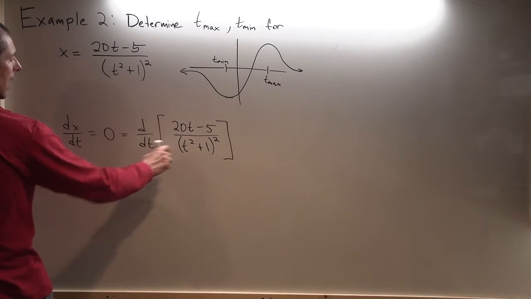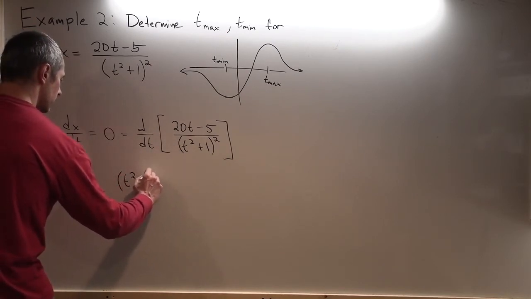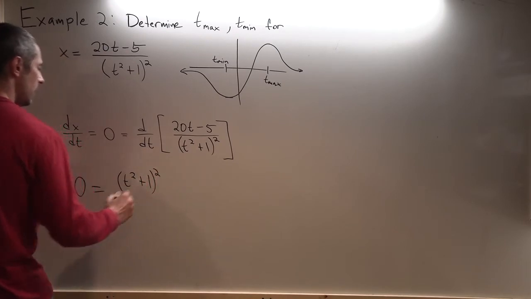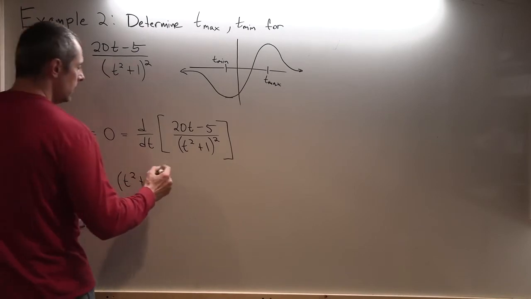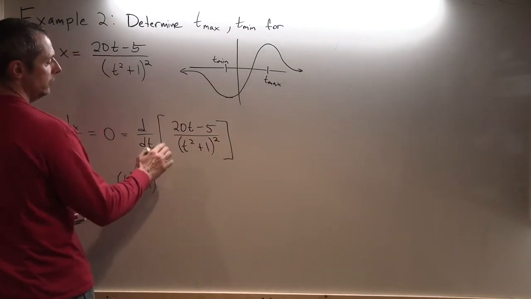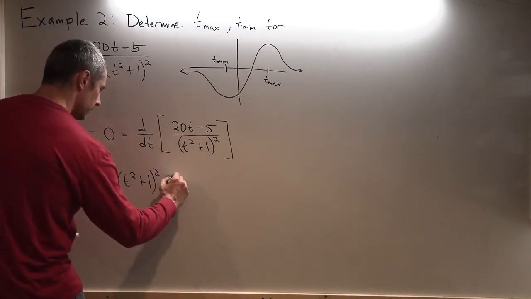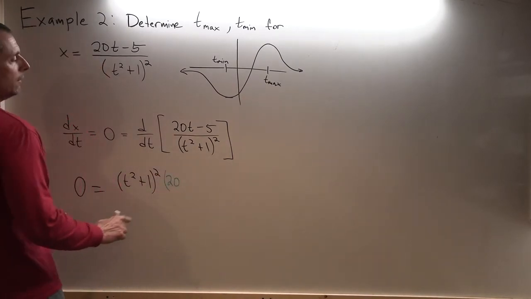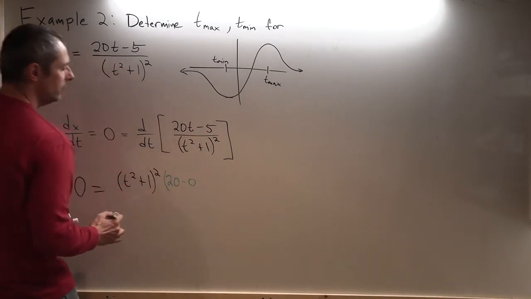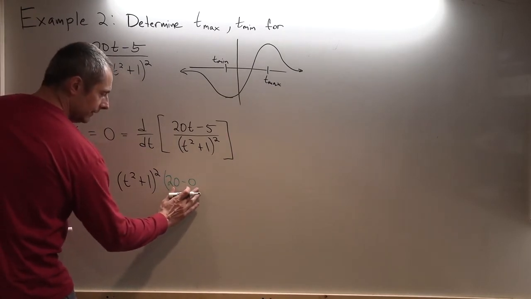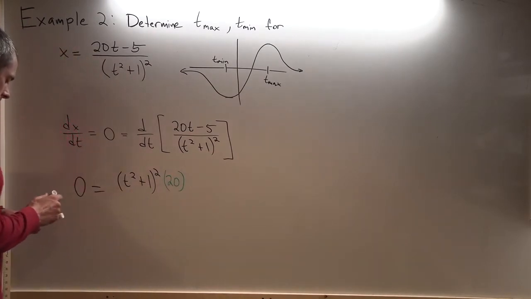So I start with the denominator, and then multiply by the derivative of the numerator. So the derivative of the numerator is the derivative of 20t, which is just 20, minus the derivative of 5, which is 0. And I could write that if I wanted to, but why complicate things? I'll just leave that off and close out the parentheses.